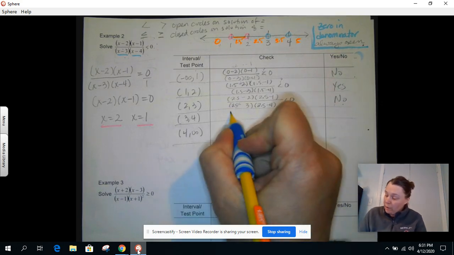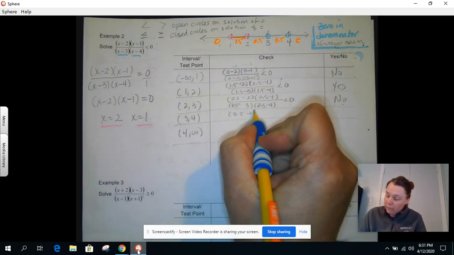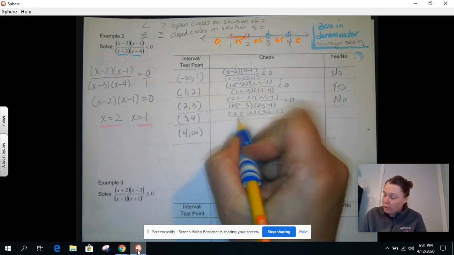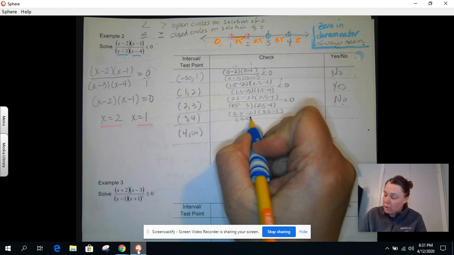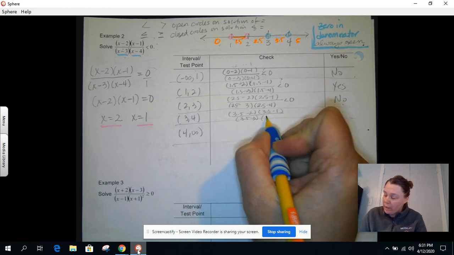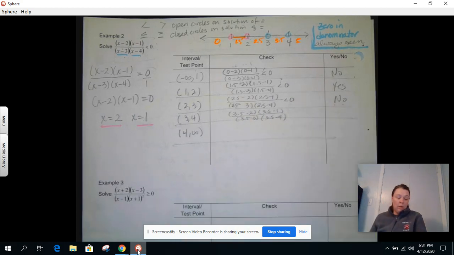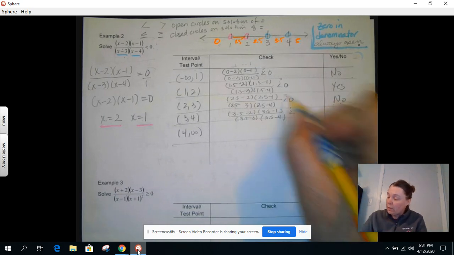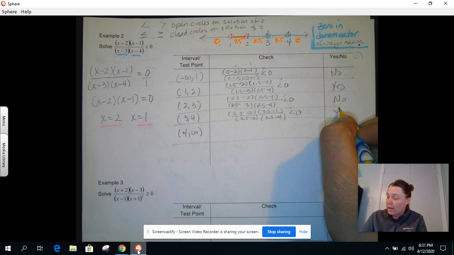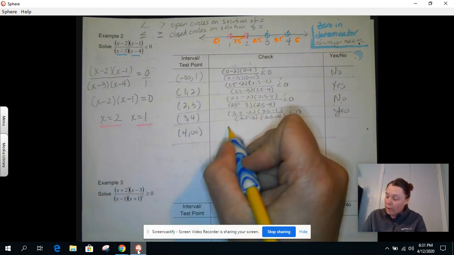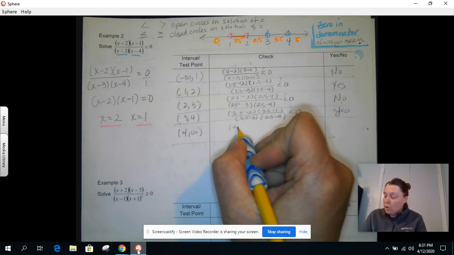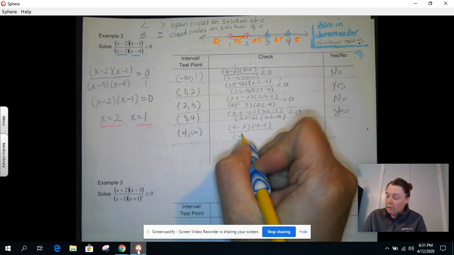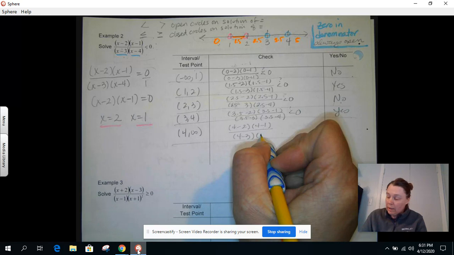And then here I could plug the 3.5 in. There's no way to always know for sure if you're going to get a solution or not just based off of looking. You just kind of have to try it out and see. Okay, so if I figure that one out, I want to know again, is that less than 0? And it is, so that is a yes. And then if I plug the 4 in, and again, you don't have to write it all out. You could just be using your calculator and comparing it to 0 and seeing what you get.